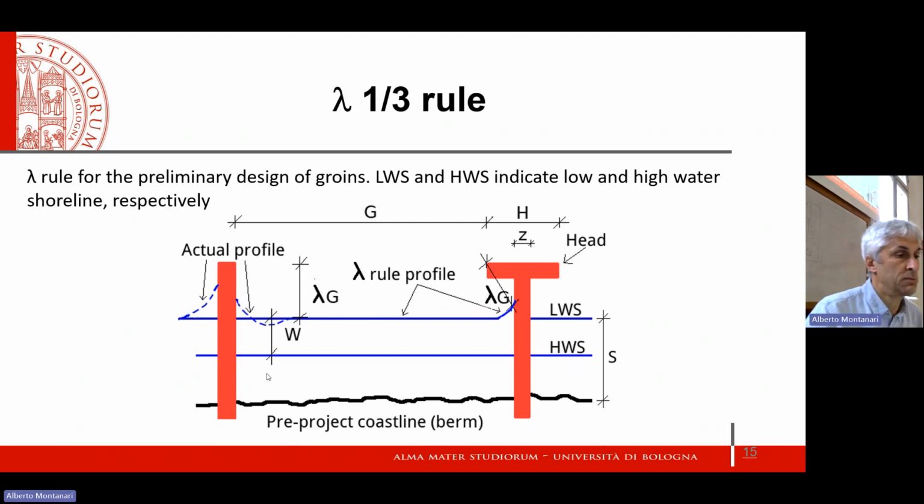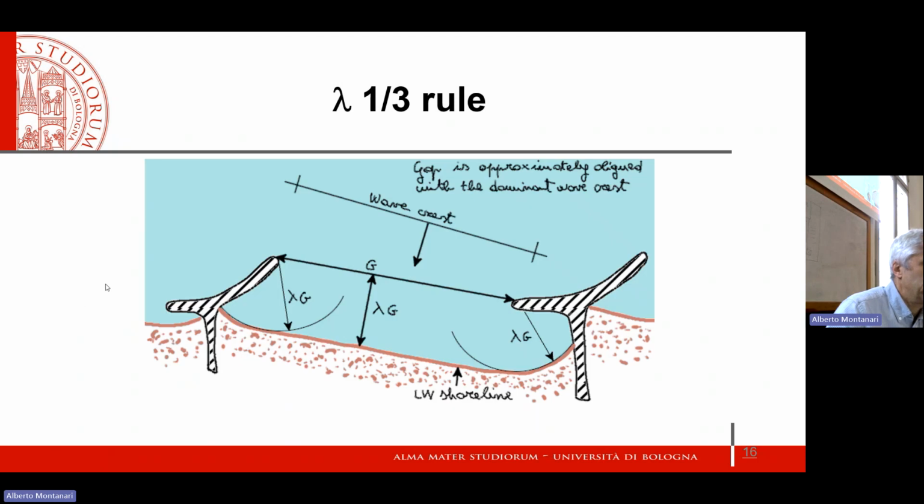Now, let's move forward. This is a sketch, a typical situation that is good for getting the scheme, getting the concept, but of course, usually you don't have such rectilinear geometry. In real cases, you may have a situation like this, and you see here also depicted the wave crest. The lambda rule is applied in the same way. So you see that lambda G is applied starting from the end of the T of the groin. So I start from here and I start from here, more or less.